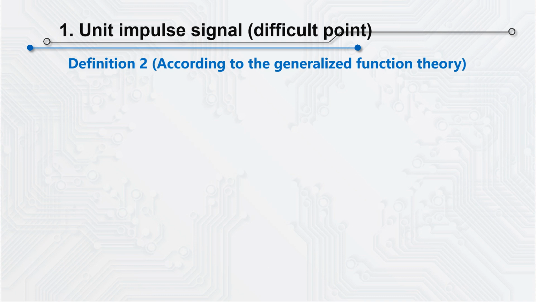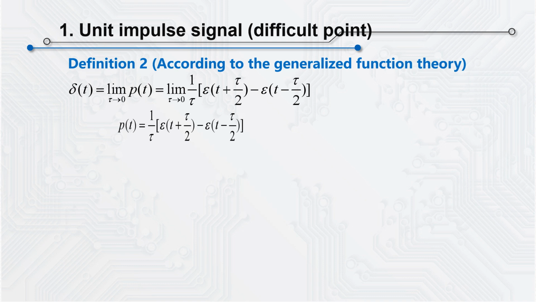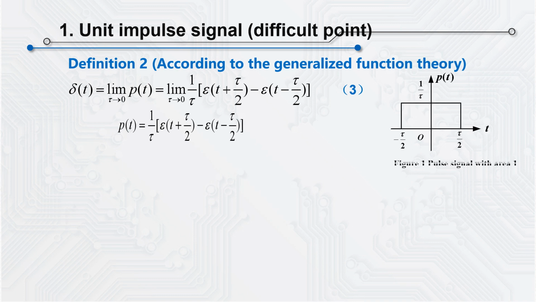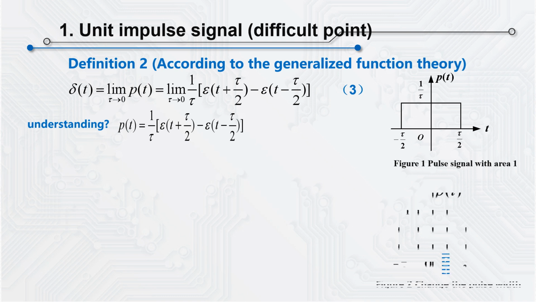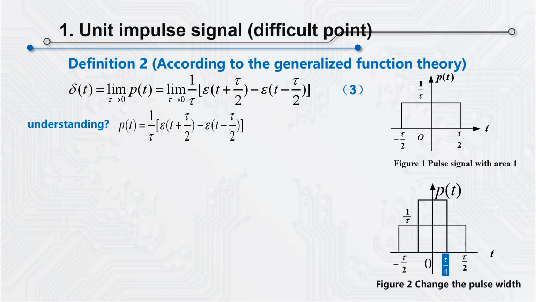As for the second definition, impulse signal is defined according to the generalized function theory. The impulse signal is the limit of the unit rectangular pulse function, as shown in Formula 3, where pt is a unit rectangular pulse. Its area is 1. How to understand this definition? Let's take a look at Figure 2.